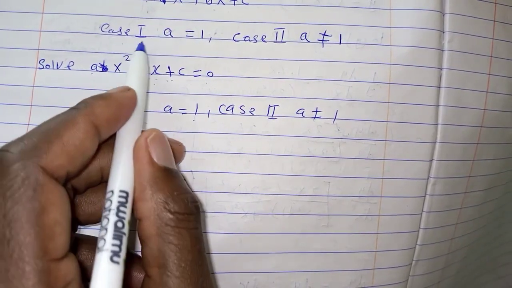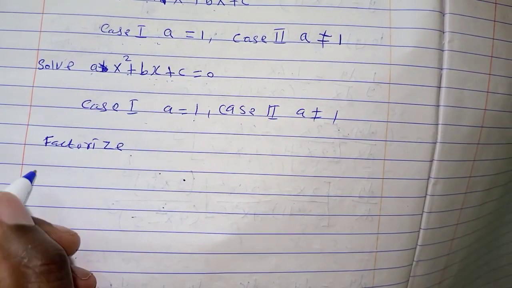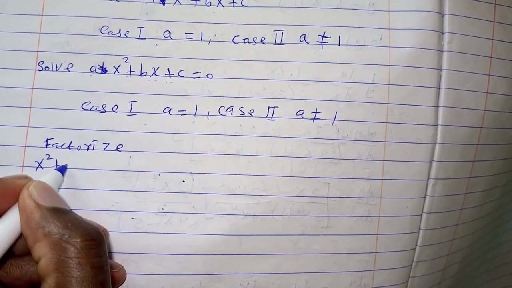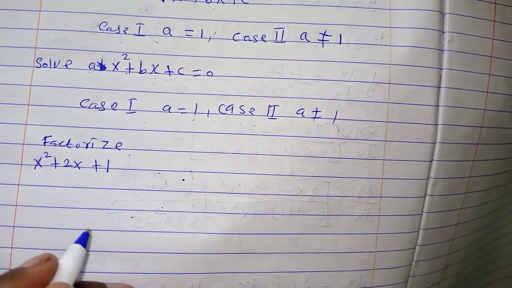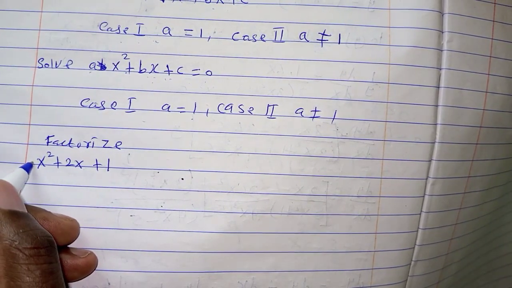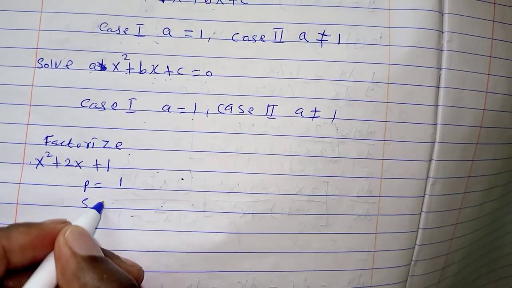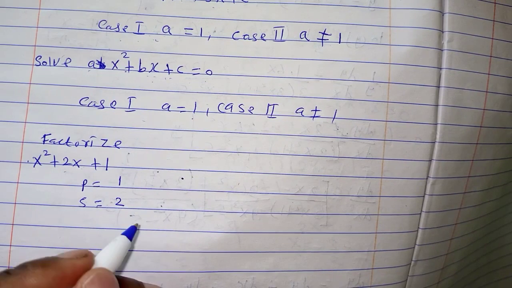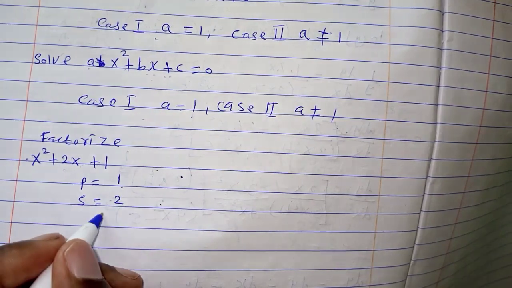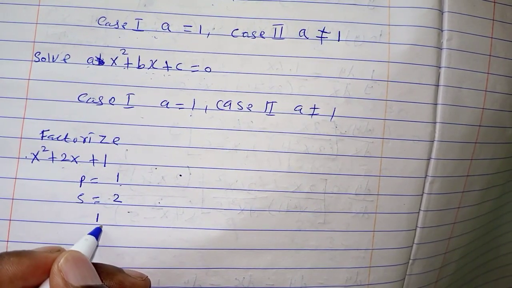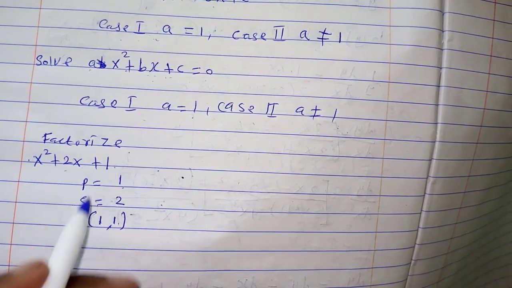So we want to consider the first case whereby a is equal to 1. So we are going to have x squared plus 2x plus 1. To factorize this equation, our a here is 1, so our product is equal to 1. Our sum is equal to 2. So we find two numbers whereby when we multiply, we get 1, and when we add, we get 2. Our numbers are 1 and 1. 1 times 1 is 1. 1 plus 1 is 2.